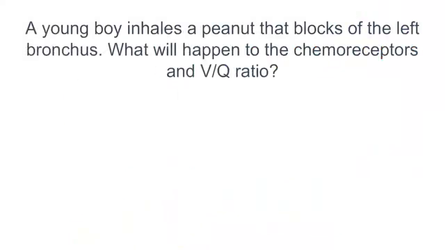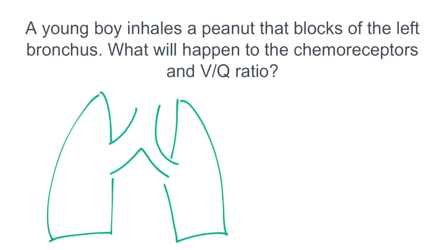Now let's do another question. Let's say a young boy inhales a peanut that blocks off the left bronchus. What will happen to the chemoreceptors and the VQ ratio? So let's draw the lungs out here. So here's the patient's left bronchus that's been obstructed with the peanut. So no air is going into this lung. So what will happen to the chemoreceptor response and the VQ ratio?